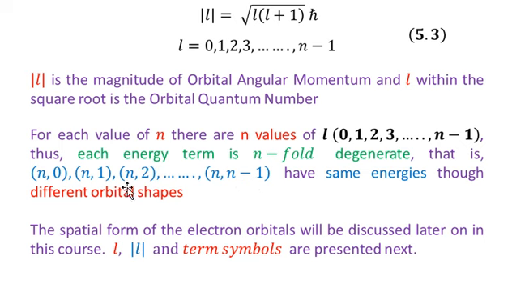So you see that these will be n-fold values, and these n-fold values have the same energies, though corresponding to each parenthesis, the shape of the electron orbital will be different. And these n-fold degenerate values, because they have the same energies, are called degenerate levels.